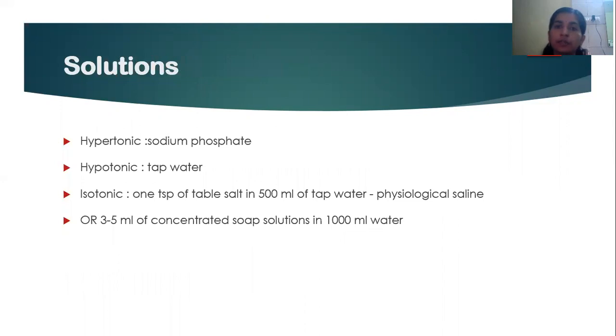Next, what are the solutions we can use for an enema procedure? Usually we can use a hypertonic solution with sodium phosphate, or hypotonic like tap water, and isotonic, which includes a tablespoon of salt within 500 ml of tap water. That is what we call physiological saline. Otherwise soap and water can also be used, like 3 to 5 ml of concentrated soap solution in 1000 ml of water. These are the major solutions available for cleansing.